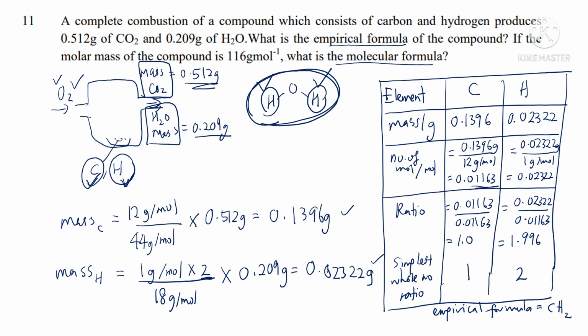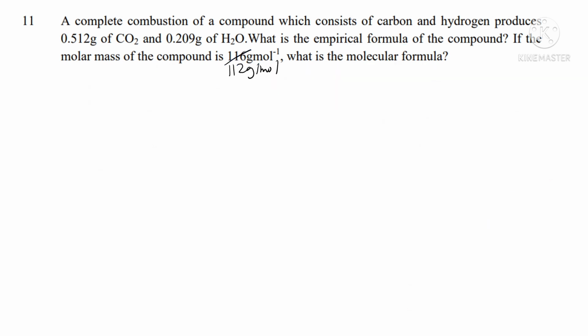For the molecular formula of the compound, we need to use the molar mass. There is a mistake on the molar mass of the compound. The molar mass of the compound is actually 112 gram per mole. So you can make the corrections in your own tutorial book. To determine the molecular formula, first we need to find the whole number multiple n, using the formula molar mass divided by the empirical formula mass.